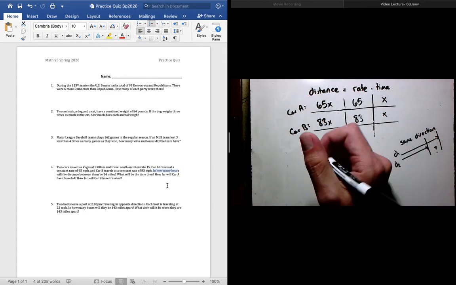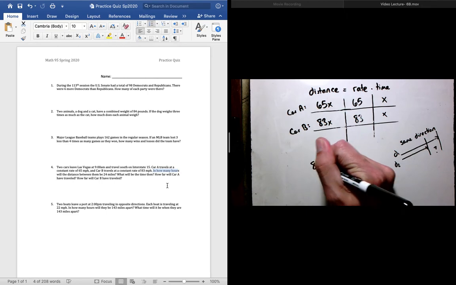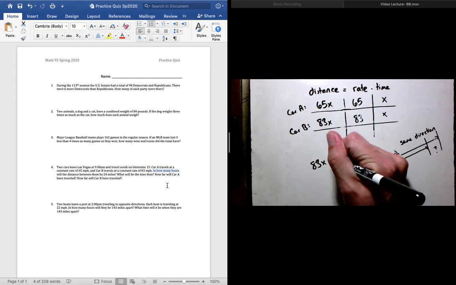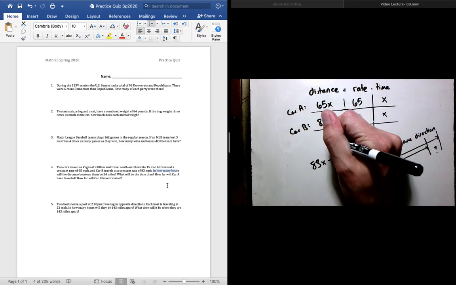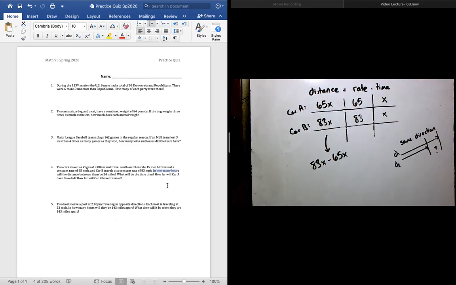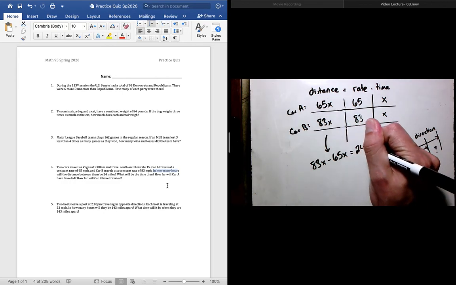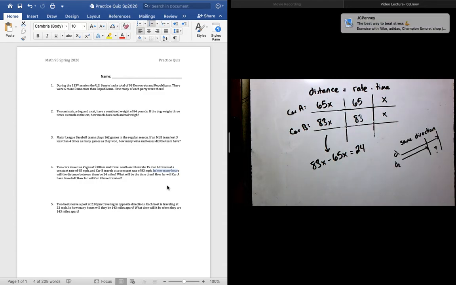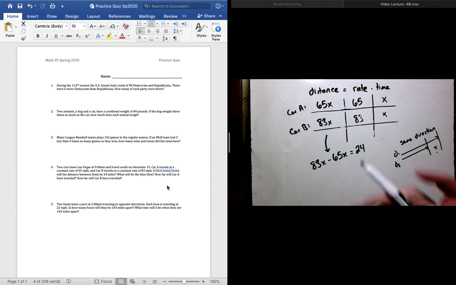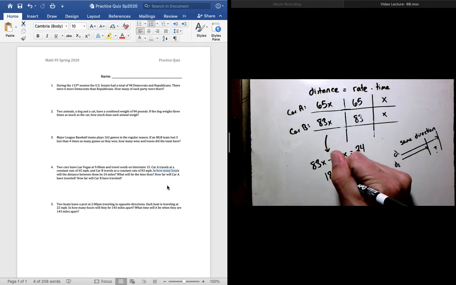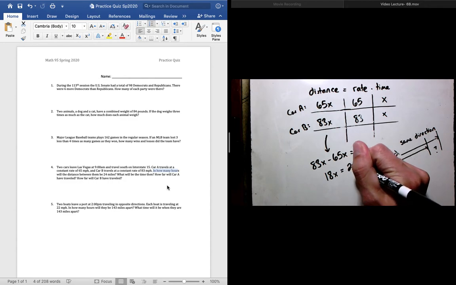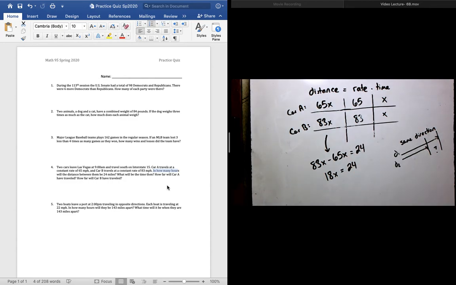So the distance between them we can write as 83x minus 65x. This is the distance that goes in between those two cars. And we want to know, when will that distance be equal to 24? 83x minus 65x is going to give us 18x is equal to 24. Then we divide both sides by 18.